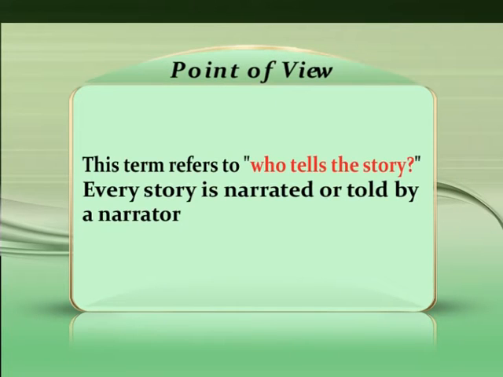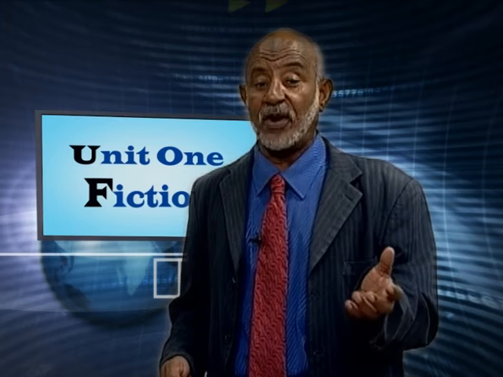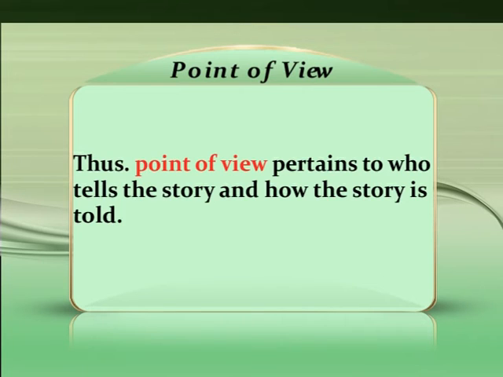And the last one, let us talk about point of view. How do you view the story? How do you look at the novel? How do you look at the genre? This term refers to who tells the story. Every story is told by a narrator. This is usual, dear students, who is created by the author and is usually different from the author himself or herself. An author might be a lady. The narrator controls the story by talking from a particular point of view. Thus, point of view refers to who tells the story and how the story is told.